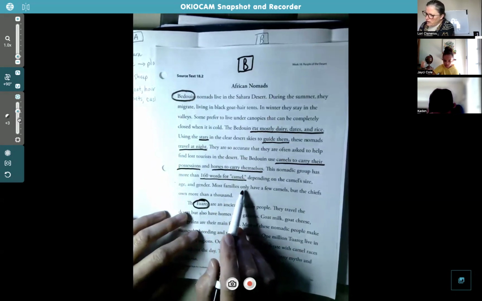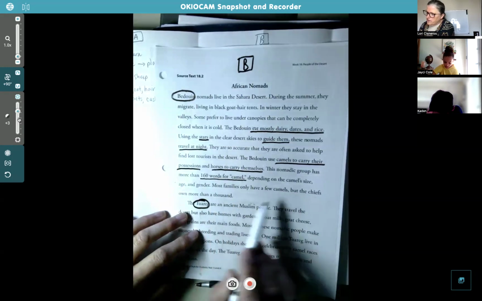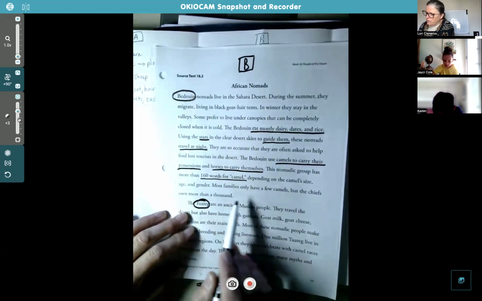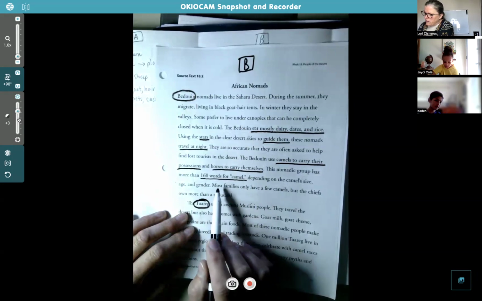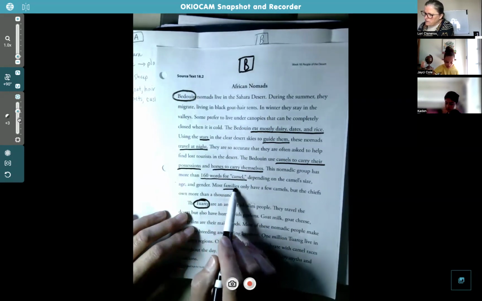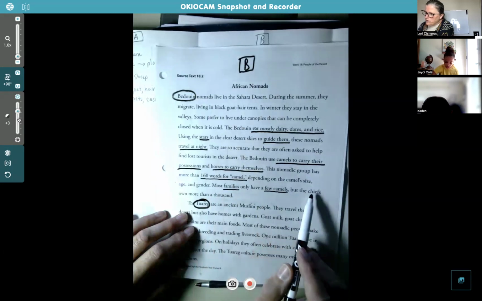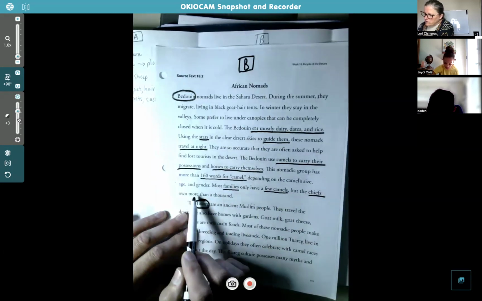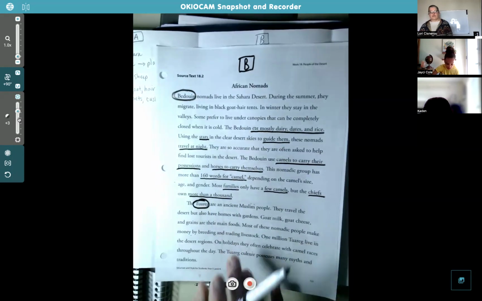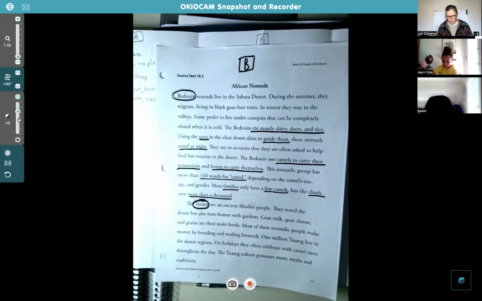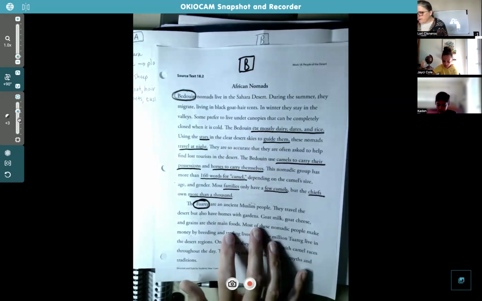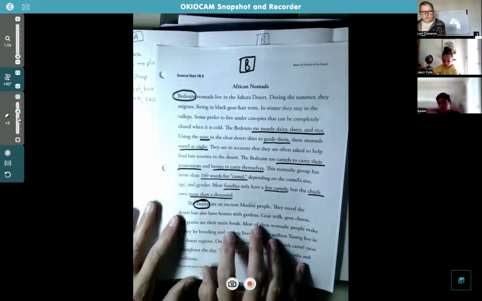Most families have only a few camels, but the chiefs own more than 1,000. Whoa. I'm going to underline families, few camels, chiefs, more than 1,000. I'm just underlining those parts of that sentence. Can't imagine keeping track of 1,000 camels. That'd be a lot. Where would you put them all, too? Okay. We're going to skip that second paragraph there.